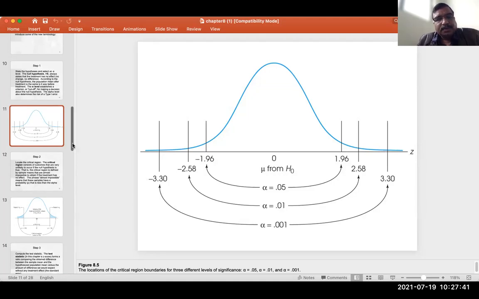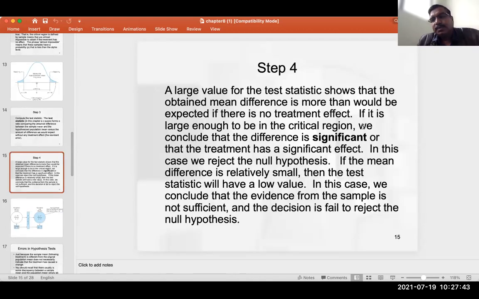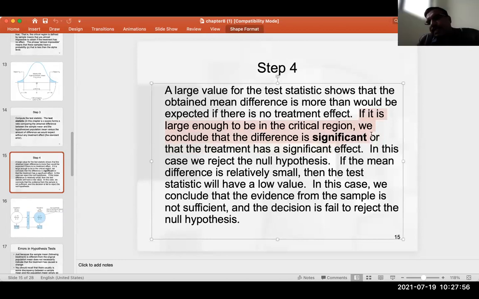So if the Z value is large enough to fall in the critical region, we conclude that there is a significant difference, or we have proof that whatever claim is made is not acceptable, because the probability of getting that kind of sample mean is very rare.